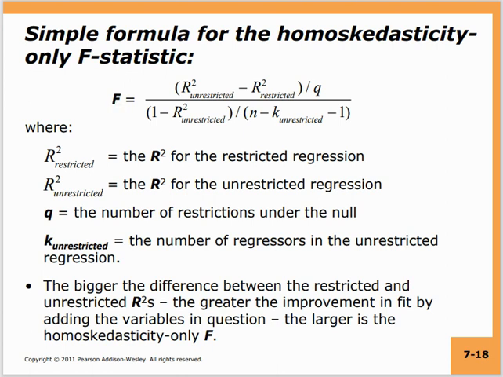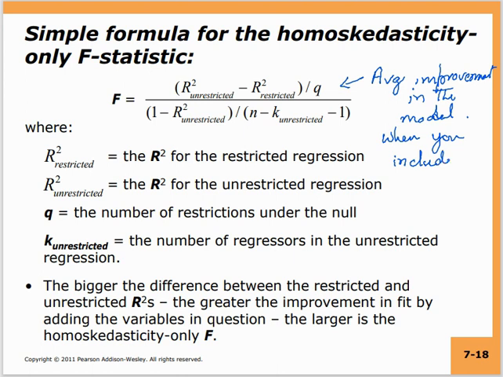This gives you an intuition. If your F statistic is large, that is, if the average improvement in the explanatory power of the model is high when you include both the variables you are testing, then you have to reject the null hypothesis that neither of them has decent explanatory power. So this is the intuition of the F statistic.